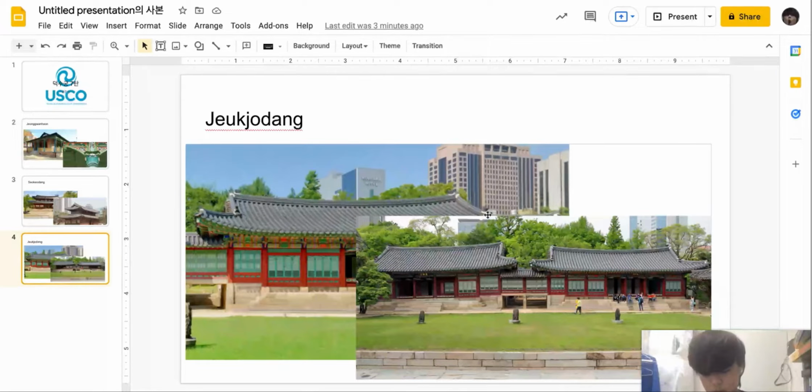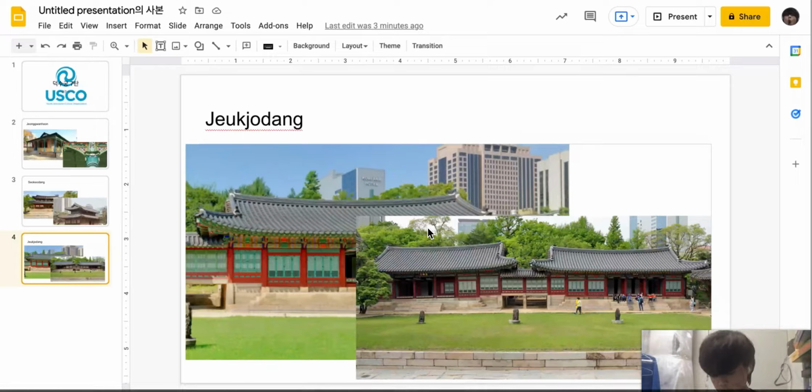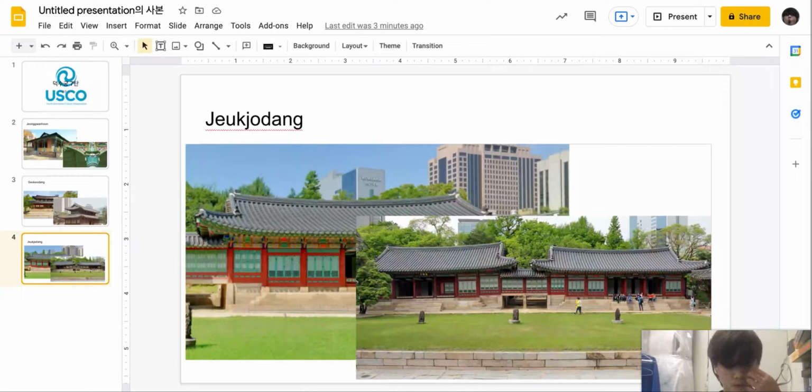Let's move on to Jukjudang. This is where the 15th king Gwanghae and the 16th king Injo held their enthronement. Jukjudang was used as Emperor Gojong's main throne hall after he returned to Deoksugung Palace from the Russian legation. Plus, this is where concubine Sunhan lived from 1907 to 1911.